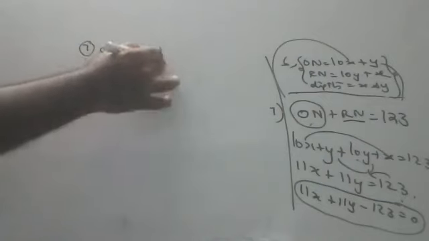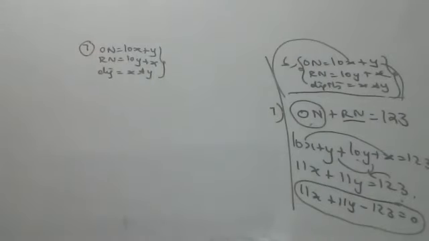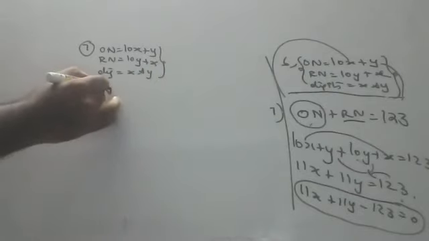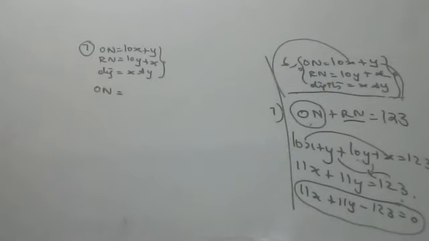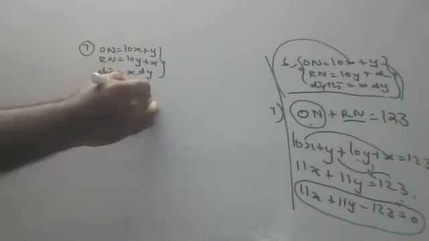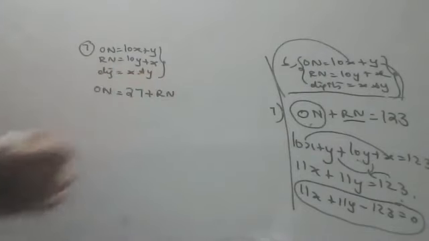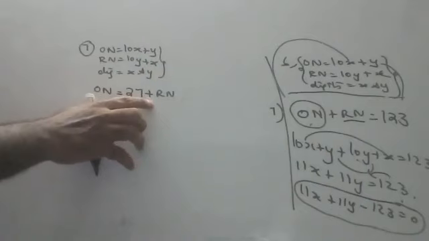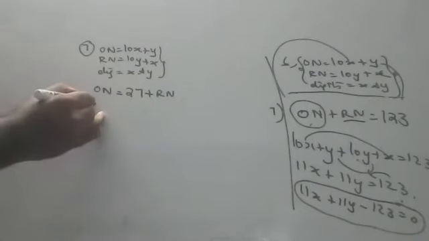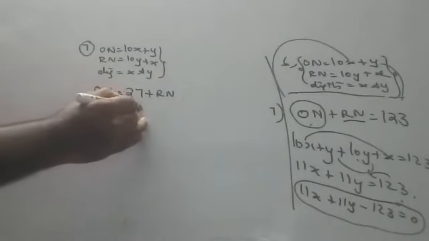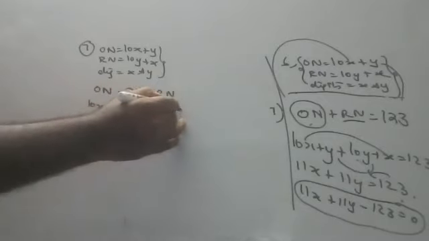We should remember this, children, it is useful for 9th class and 10th class. He's saying the original number is 27 more than the reverse number. More means plus, times means into. Original number means 10x plus y is equal to 27 plus 10y plus x.